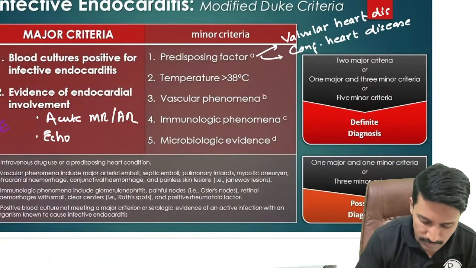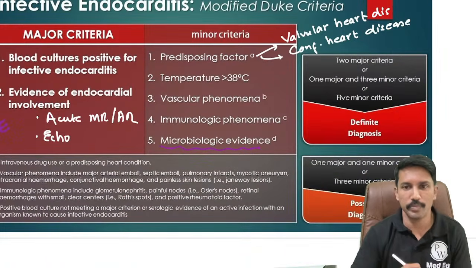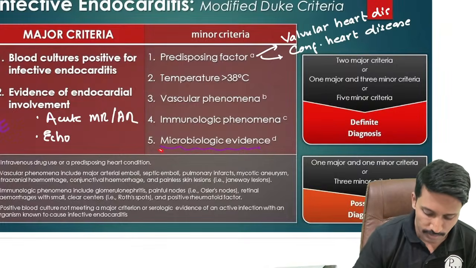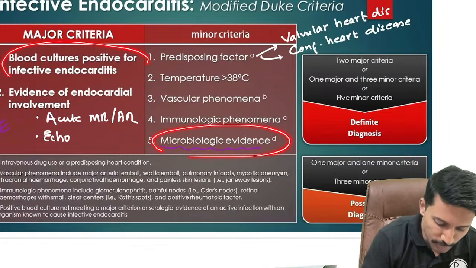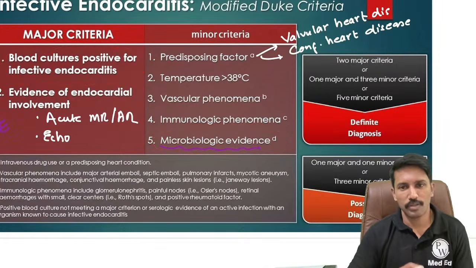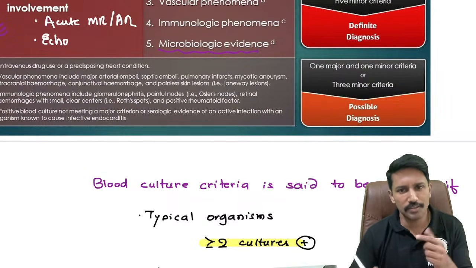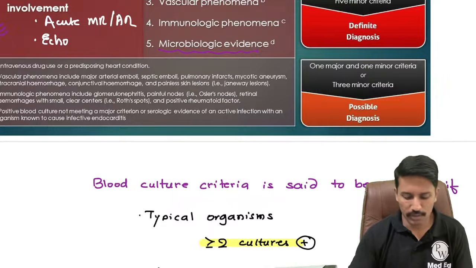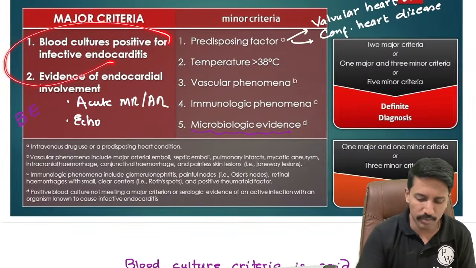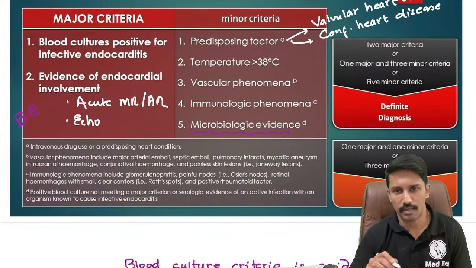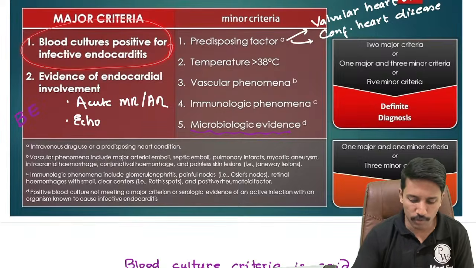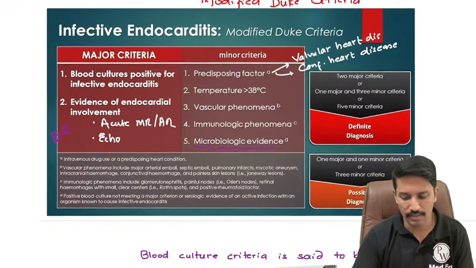And then last is microbiological evidence. What do I mean by that? Evidence which does not fit to be called as positive for the blood culture. For example, I got staph aureus positive in one culture, but the second is negative. So it is not fit to be called as a major criteria, but it will still go as a minor criteria. So cultures which do not fit to be called as major will be considered as minor.